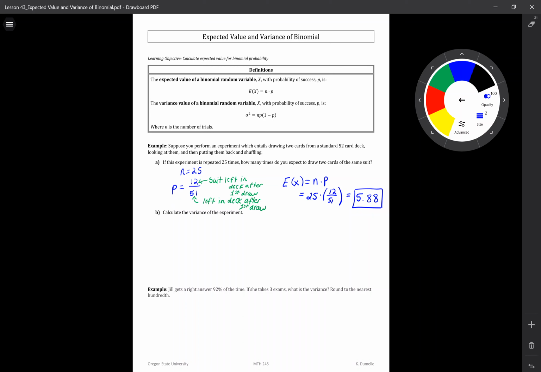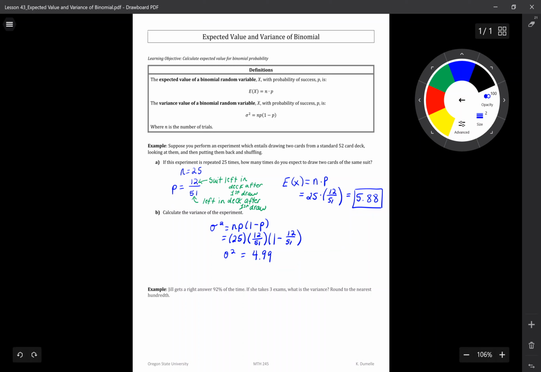What about the variance here? So I know that the variance, sigma squared, is equal to np times 1 minus p. So this is 25 times our probability, which is 12 over 51, times 1 minus 12 over 51. And if I calculate this all up together, sigma squared is equal to 4.99. I don't have to take the square root or anything, I just leave that squared. That is the variance here. We'll get into later what variance means, but for now we're just calling this the variance.